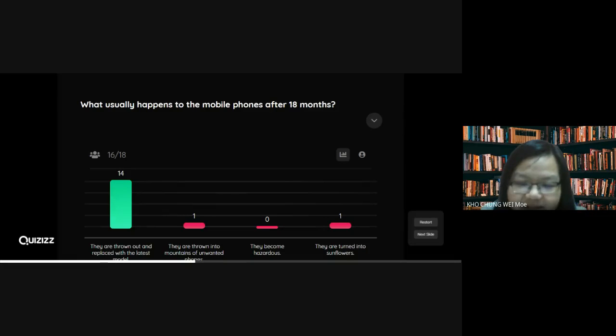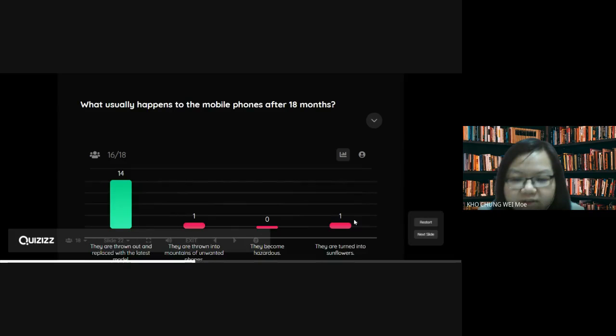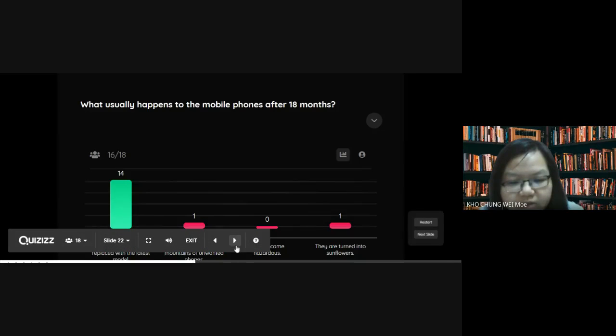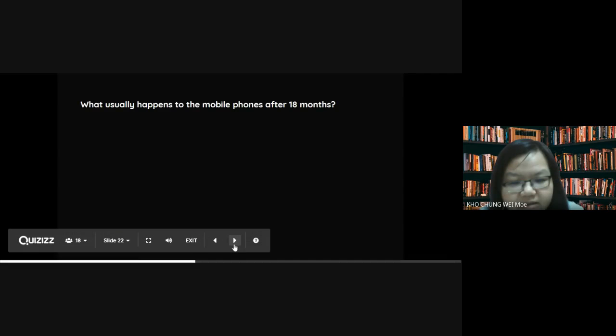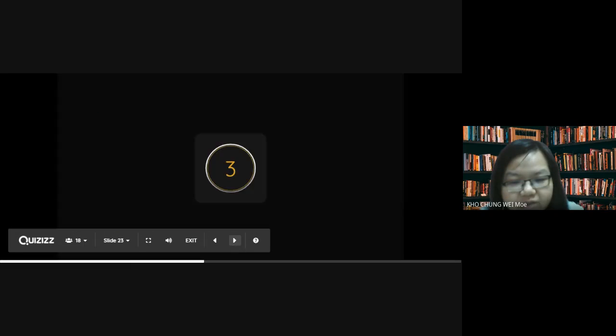Okay, they are turned into sunflowers. This is not what usually happens to mobile phones after 18 months. Okay, so therefore the first answer is not correct. I mean, the last answer is not correct. So the answer is yes. Most of you are correct. They're thrown out and replaced with the latest model. Okay, again, it's a paraphrase from the text. All right, next question.